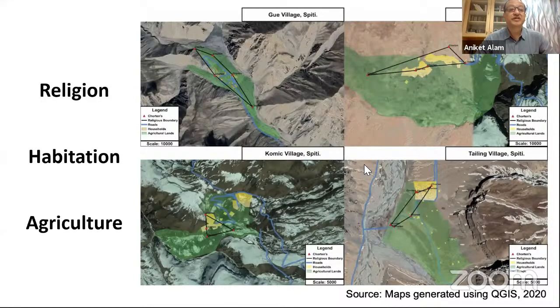Bottom left is the most interesting, where you see the totems make a small triangle, with both habitations and agriculture spilling out, as in bottom right, Tilling village, where agriculture, because of new irrigation from glacial melts, is extending well beyond. And now you can actually see individual houses, these yellow marks, that are coming up well outside the area of the chorten.